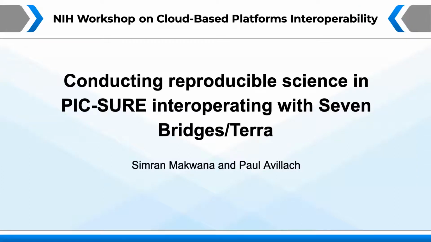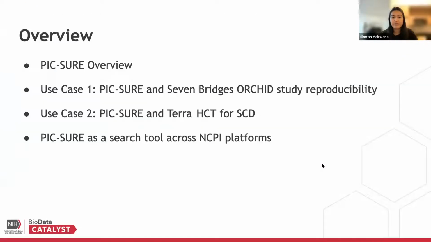Perfect. So hi, everyone. My name is Simran. I'm working in Paul Avillach's lab here at Harvard Medical School, and I'm part of the PIC-SURE team here with Biodata Catalyst. Next slide, please. Thank you. I'm going to explain a little bit about what PIC-SURE does so that you can understand how it was useful for the two scientific use cases that I'll be presenting today. The first one is PIC-SURE working with 7 Bridges to do ORCID study reproducibility, and the second is PIC-SURE and Terra for HCT for SCD. Then I'll pass it back over to Paul to talk about PIC-SURE as a search tool across NCPI platforms.